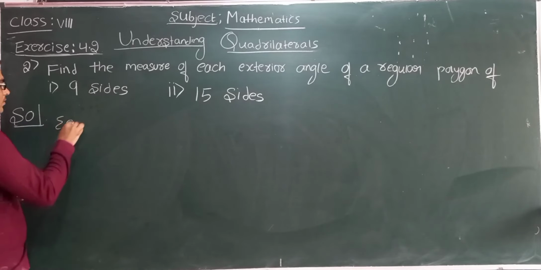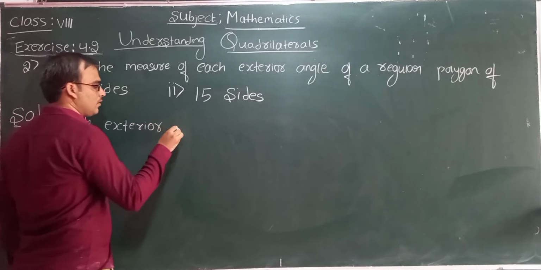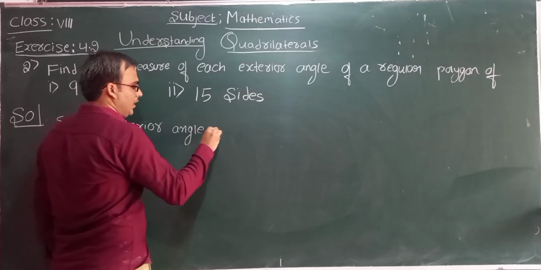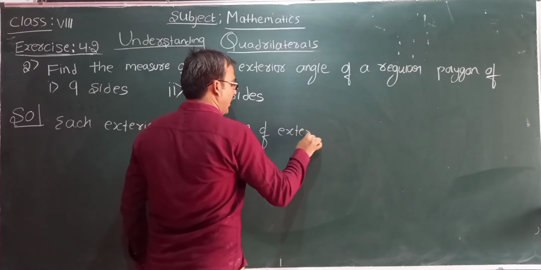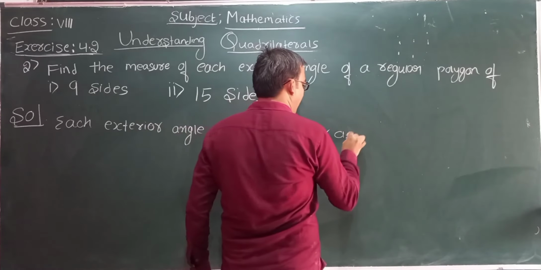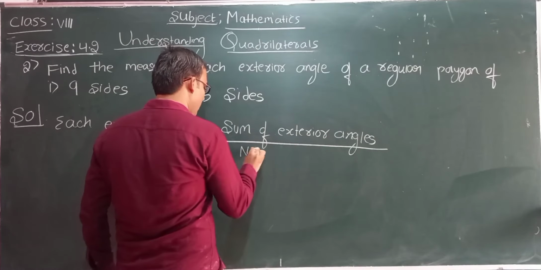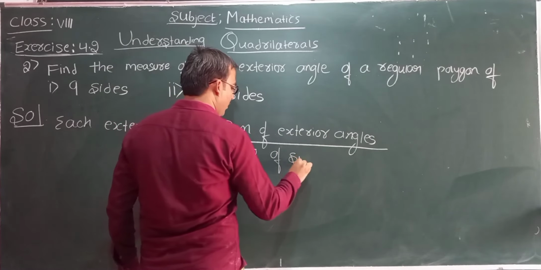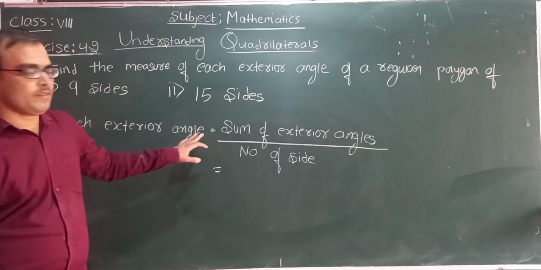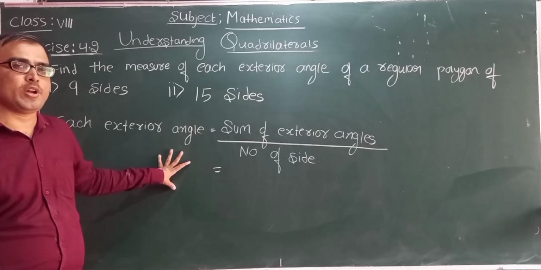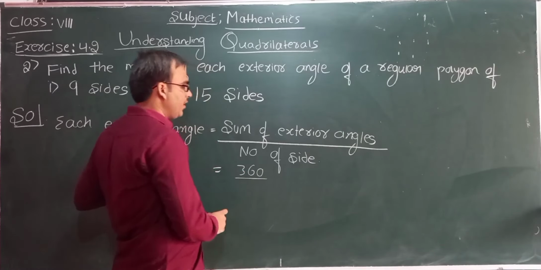So here, each exterior angle equals to sum of exterior angles divided by number of sides. Now we know that the sum of exterior angles of any polygon is what? 360 degree. So 360 degree divided by number of sides.